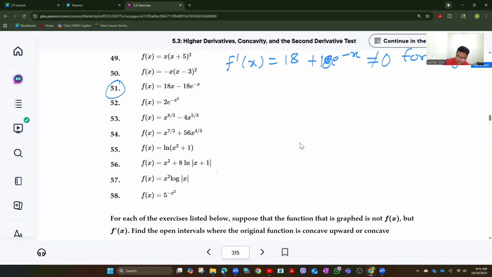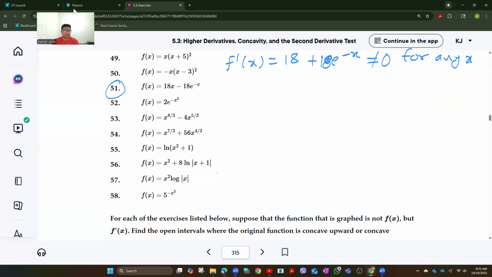Why? It's not going to be 0 for any x because e to the minus x is never 0. So it's never even negative. So 18 plus something never negative is not going to be 0, right? So there is no critical number from that.